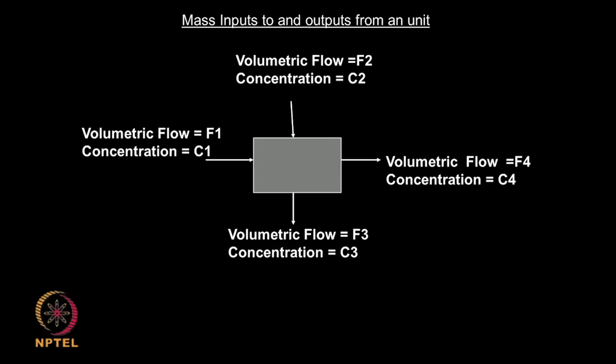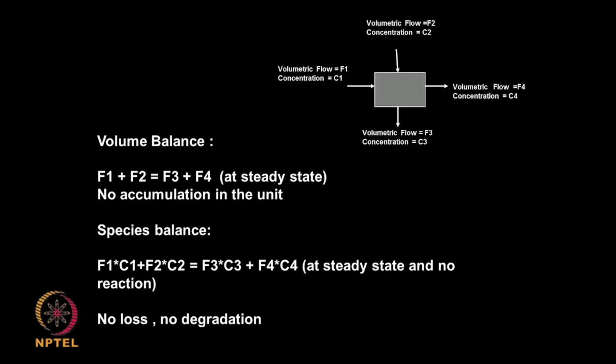If it is an adsorption, it may move from the gaseous phase to the solid phase. If it is an absorption, it may move from the gaseous phase to the liquid phase, and so on actually. So, the two streams are leaving. So, you have the volumetric flow rate of F3, concentration of C3, volumetric flow rate of the fourth stream is F4, concentration of C4. So, if I want to do a mass balance of this unit, what do I do? I consider the inputs equal to outputs, that is what I do actually.